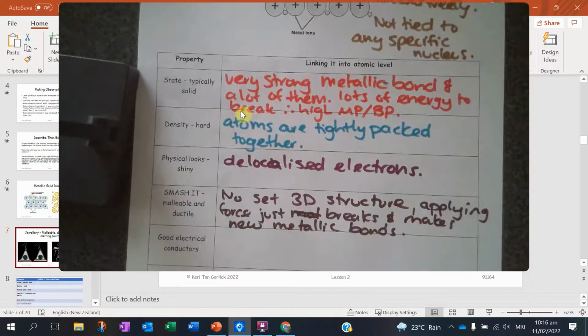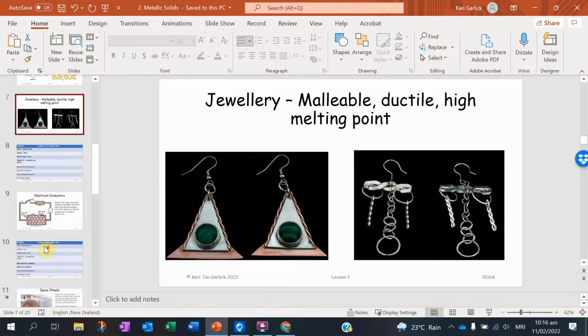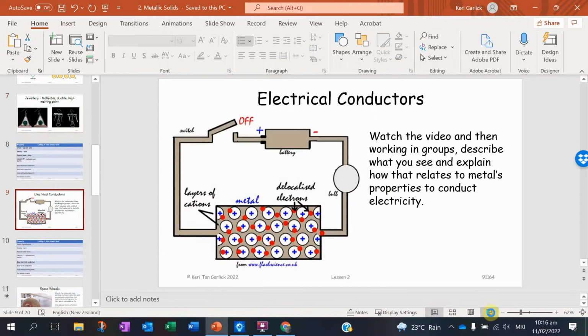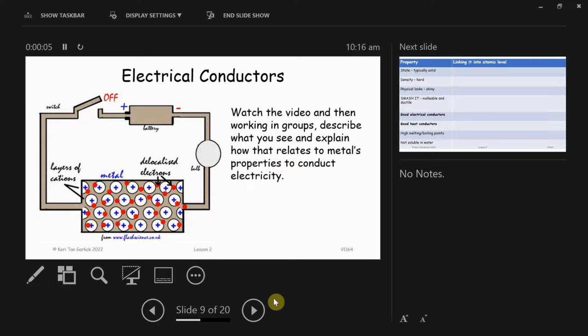Okay. So let's now look at electrical conductivity. I want you to watch this video and then, working in your groups, talk about what you see. And again, tie it to the properties of the metal and why it might be able to conduct electricity. Now you have a little bit more information about metals, so you should be able to have a better answer.